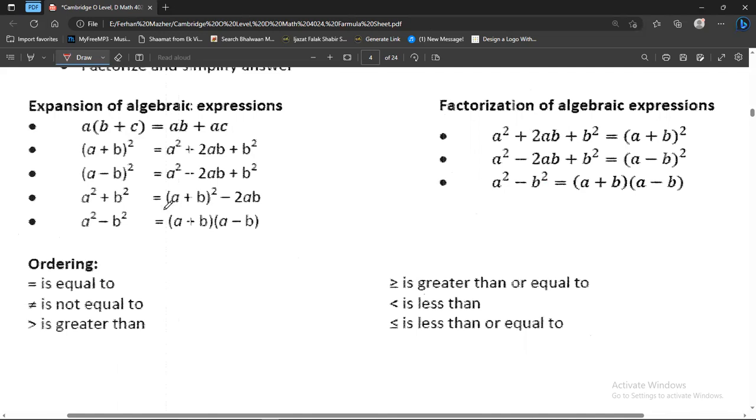A square plus b square is also represented as a plus b whole square minus 2ab.